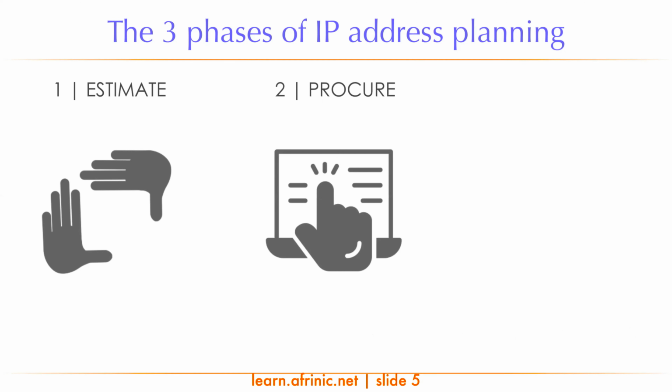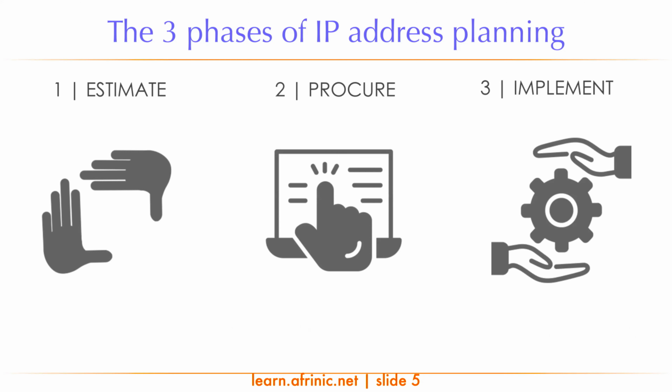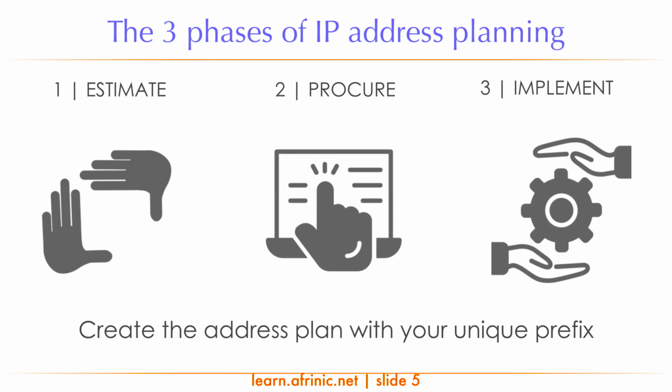Then after estimating, we look at how do you get the block. In this step, we call it procure. How do you get your own IPv6 prefix that matches your needs? Then finally, we look at how to implement the address plan in an IPAM. Remember, in IPv6, we don't use spreadsheets. You can use spreadsheets, but it's going to be tough work on you. It's not similar to IPv4. The address space is so huge. So we recommend that you use an IPAM to implement your IPv6 address plan.